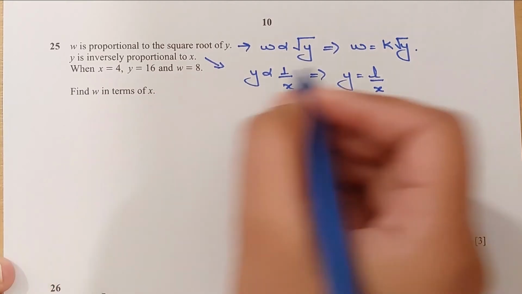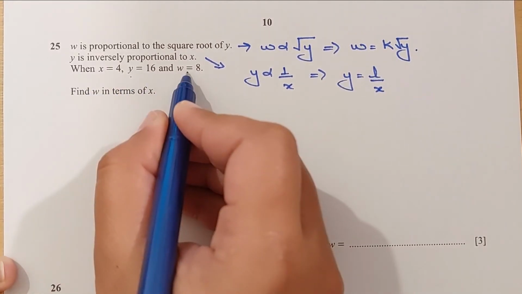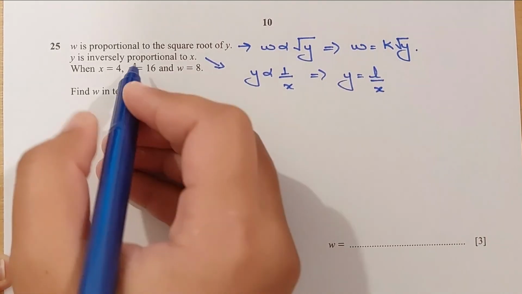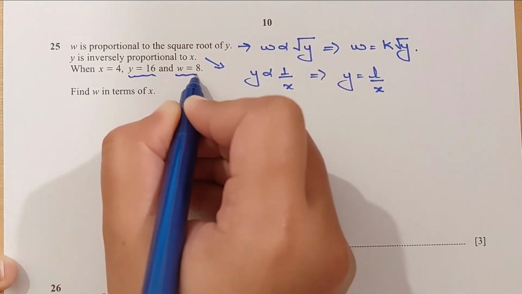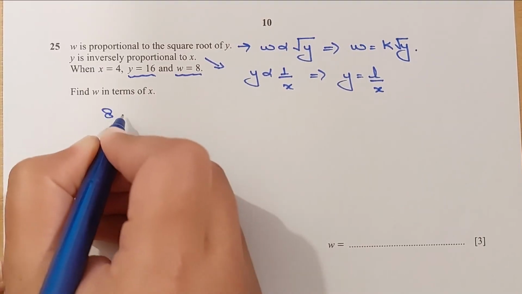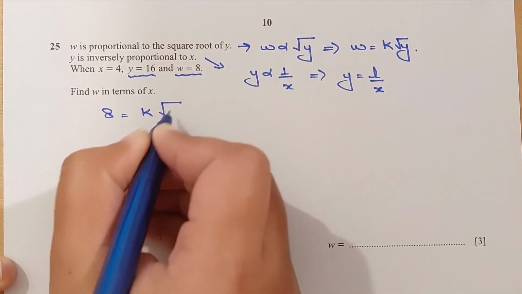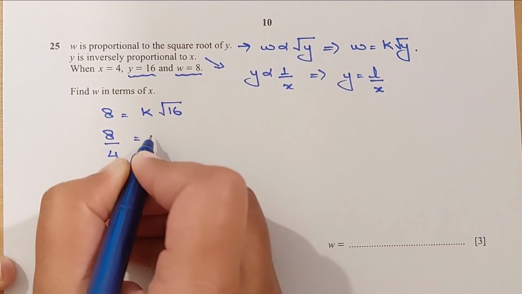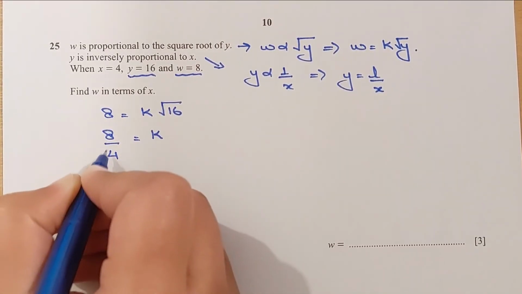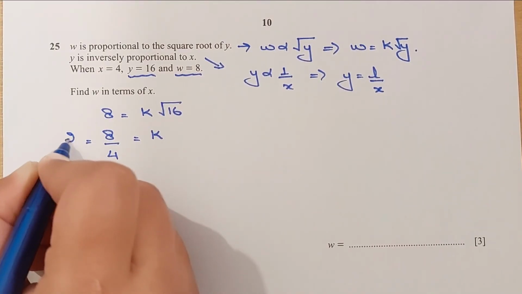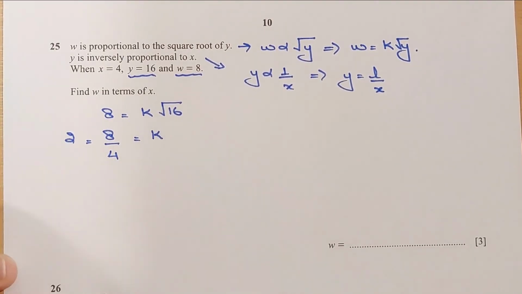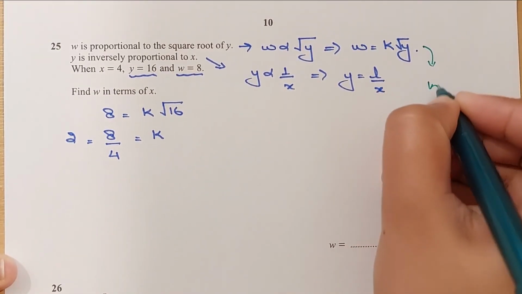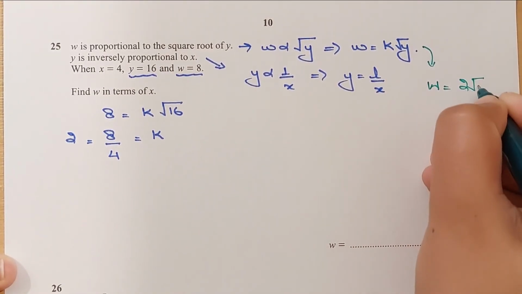Okay, so we have given x, y and w. So finding the value for k here by using y is equals to 16 and w equals to 8. So w is 8 equals to k square root of 16. So 8 by 4, because square root of 16 is equals to 4. This is k, and 4 times 2 is 8. So k equals to 2. So from here the equation of w is equals to 2 square root of y.